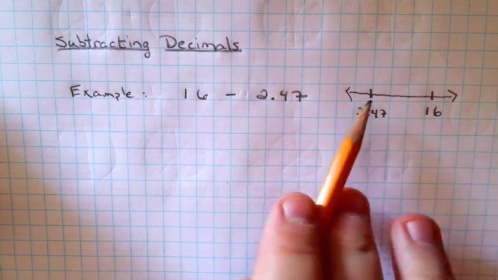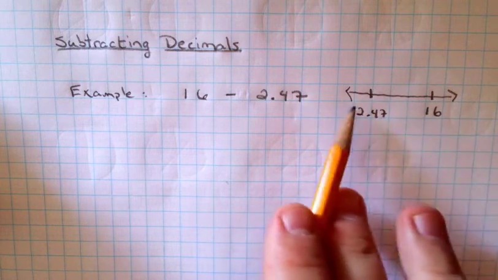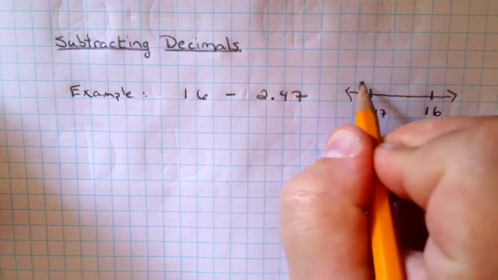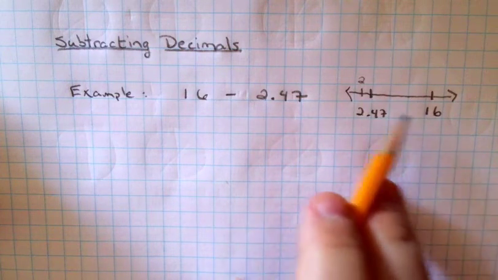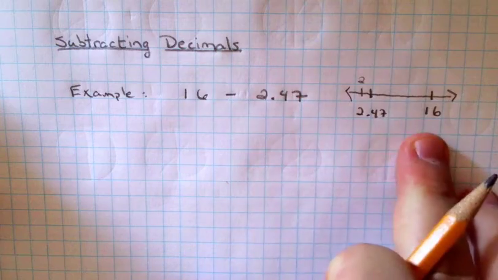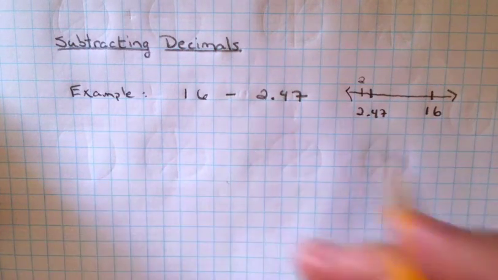So you can tell that this distance right here is a little bit less than 14, right? Because if this was back here at 2, then the distance between 2 and 16 is 14. So our answer should come out to be a little bit less than 14. It's a nice little way of checking. Okay, so remember that subtraction is just distance.